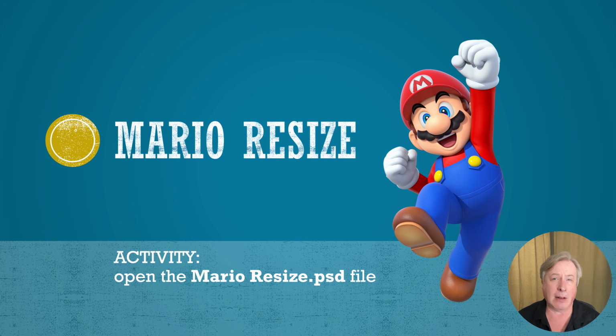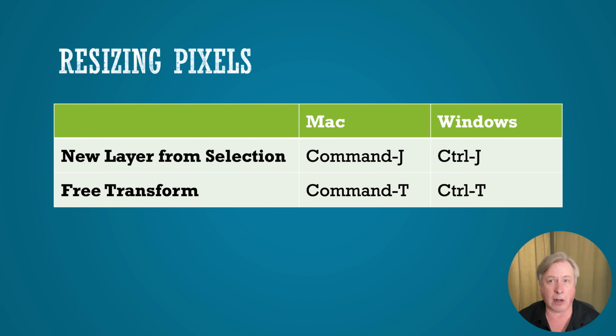On Canvas, download the Mario Resize PSD file and open it in Photoshop. Here are some handy keyboard shortcuts for this activity. New Layer from Selection takes whatever you have and jumps it to a new layer. So, Command or Control J for jump. That's how I remember it. T is for transform, is also easier to remember. And if you have the Move tool selected, you don't even have to use a keyboard shortcut to access Free Transform. It's offered as part of how this tool works.